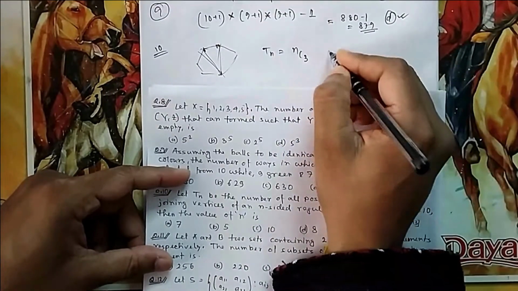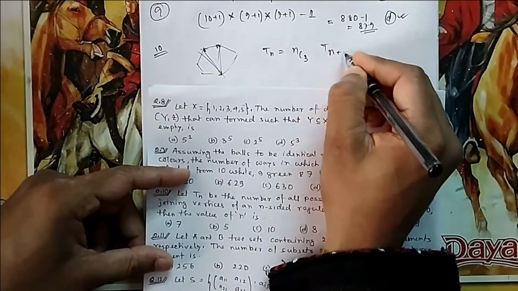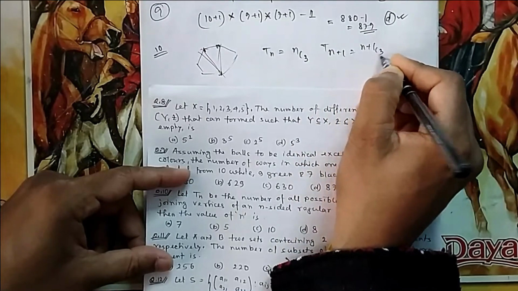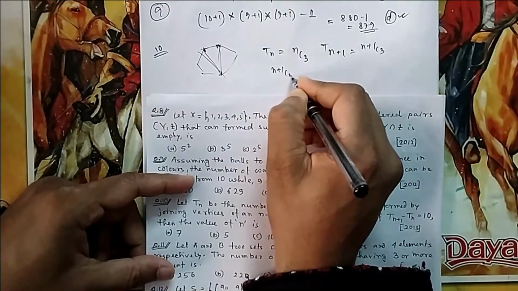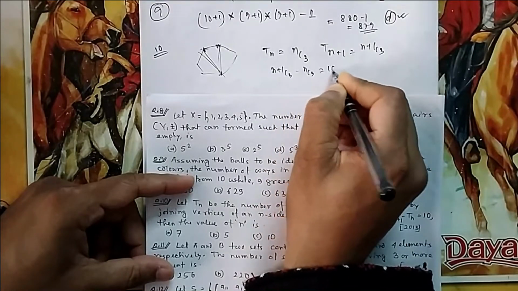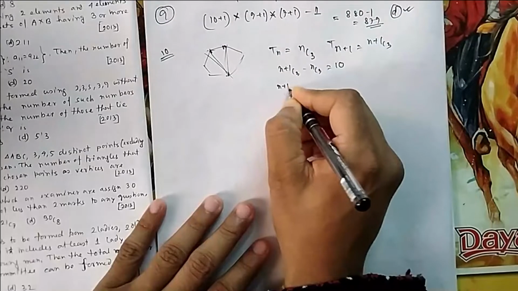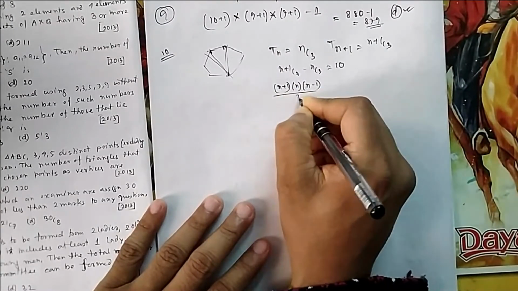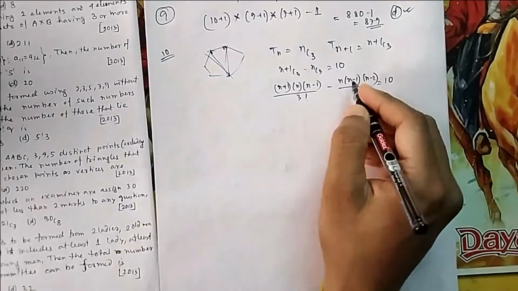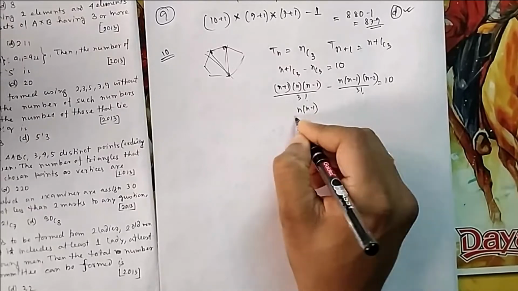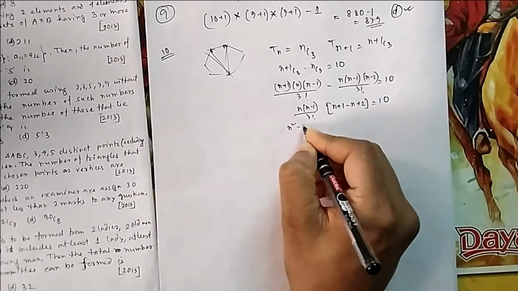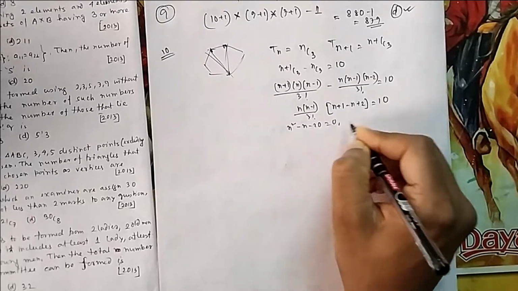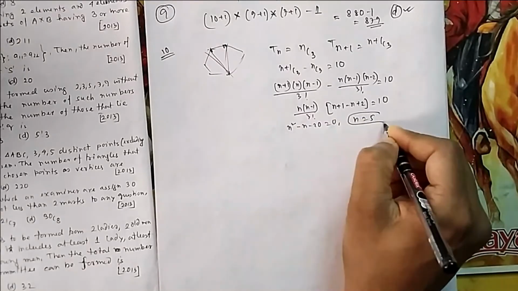So now what is the equation? What is Tn plus 1? Tn plus 1 will be n plus 1 C3. So now this is given: n plus 1 C3 minus nC3 is equal to 10. If you simplify this, as a shortcut, you write 3 numbers starting from n plus 1 divided by 3 factorial. You can take this common, n into n minus 1 divided by 3 factorial. So finally if you simplify it and solve it, you will find n equal to 5. That is your option B.